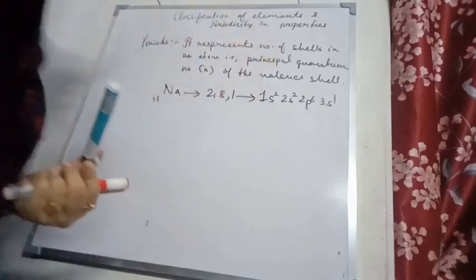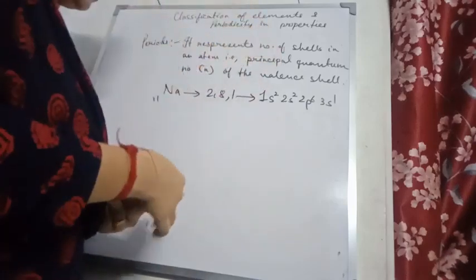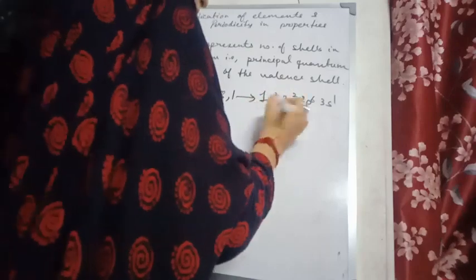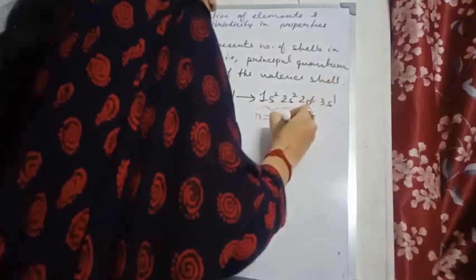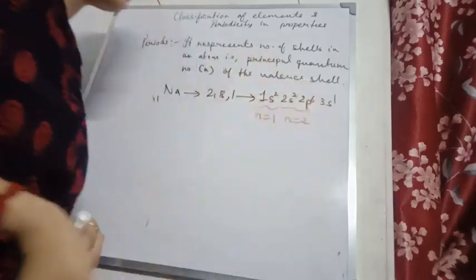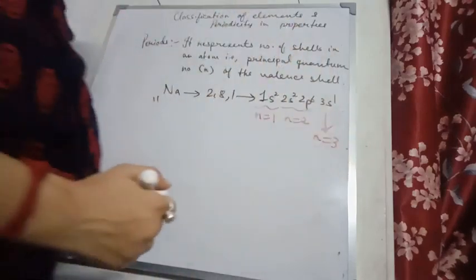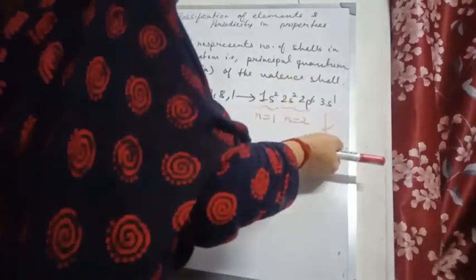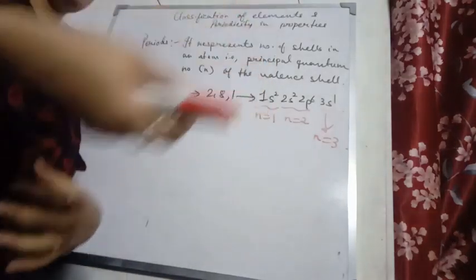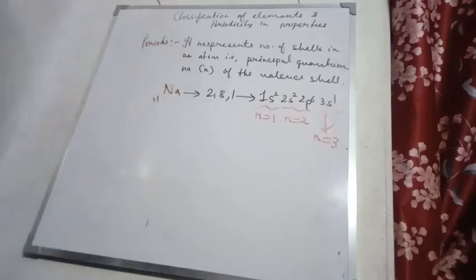Now look at the term here, principal quantum number of the valence shell. For 1s, the principal quantum number n equals 1. For 2s, 2p, the principal quantum number is 2. For this one, the principal quantum number is 3. So we go to the highest principal quantum number, which is equal to the number of shells. Here the highest is 3, that means we have 3 shells. That is how you have to identify the periods. This is your class 11 concept.